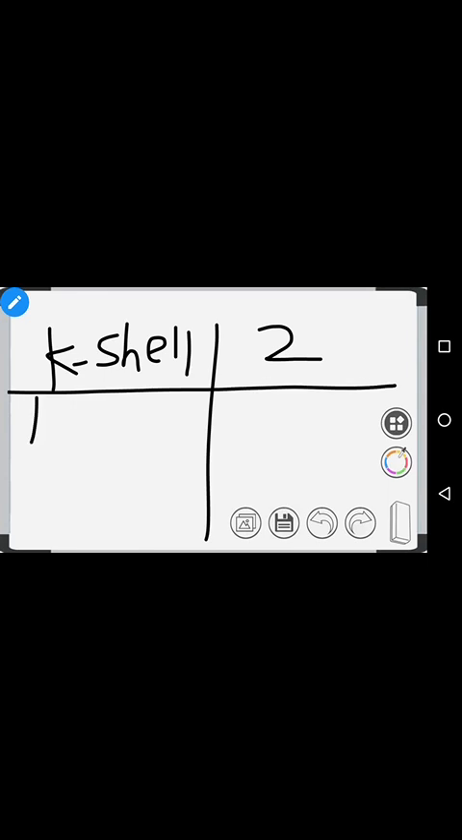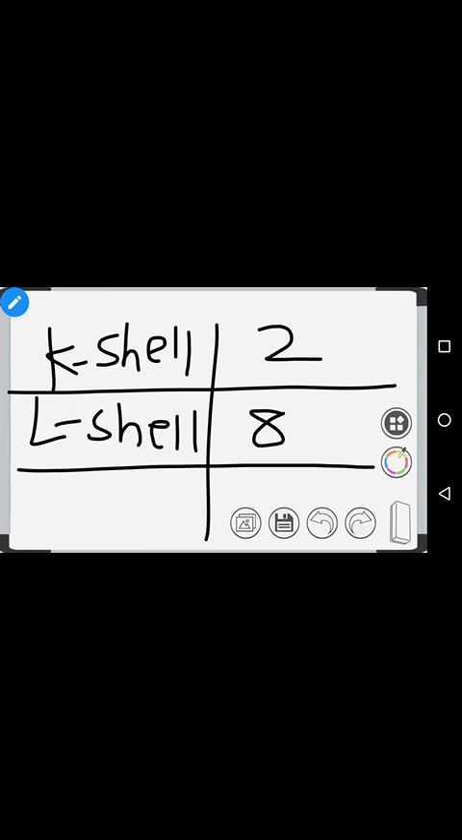Like that you can fill it. K shell: the maximum number of electrons that can be filled is only 2. L shell: the maximum number of electrons is 8. M shell, you can calculate and the answer will be 18. Using the formula 2n square, the M shell has n is equal to 3. So 2 into 3 into 3. 2 3s are 6, 6 3s are 18. Like that it will come.